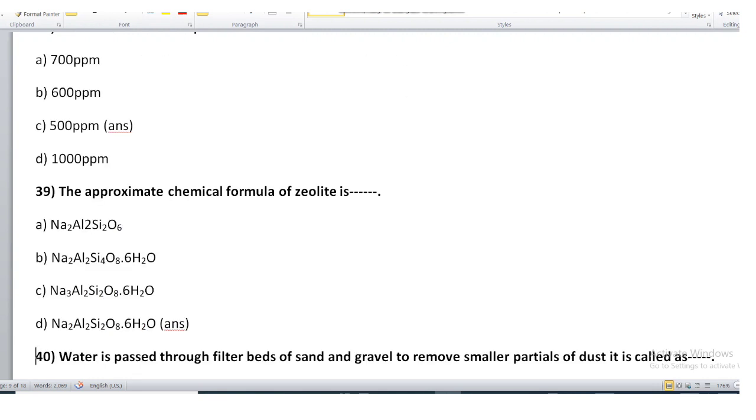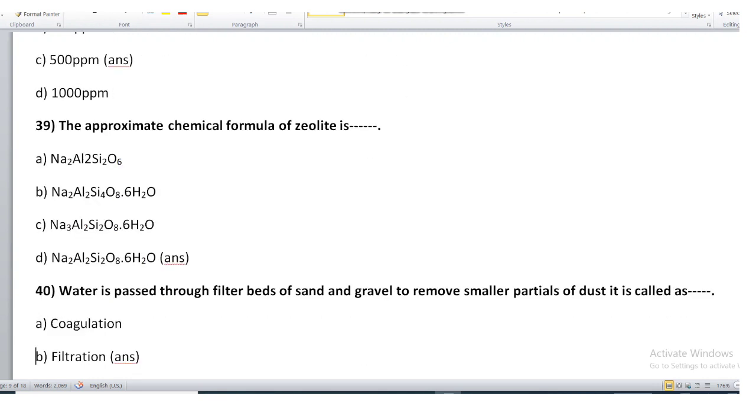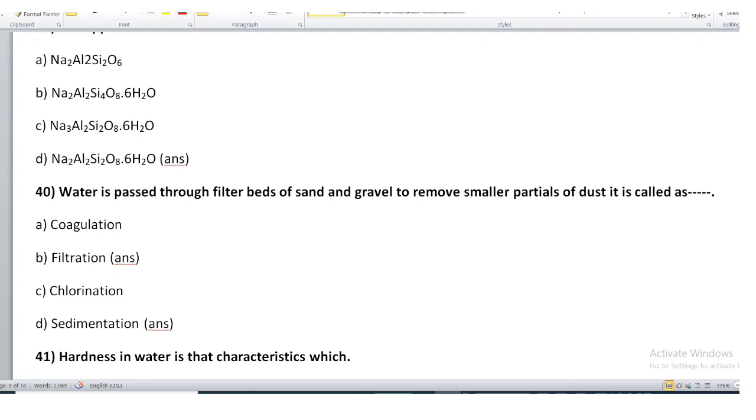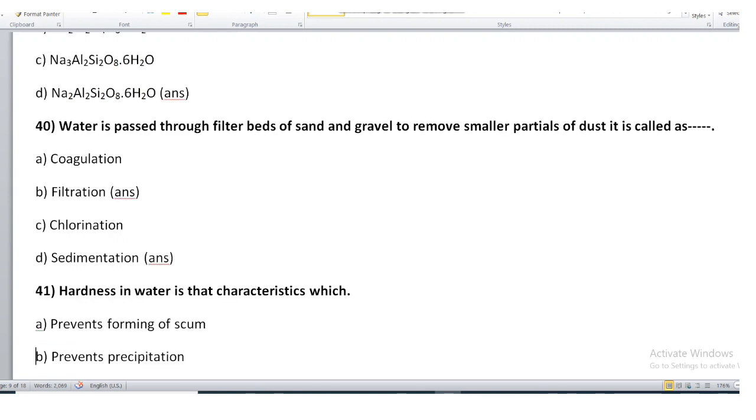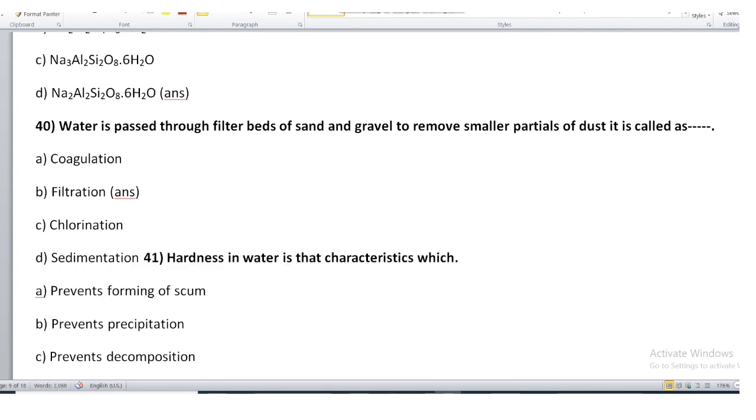The approximate chemical formula of zeolite is the last one, that is Na2Al2Si2O8·6H2O. It is the formula of permutit or zeolite. Water is passed through filter beds of sand and gravel to remove smaller particles of dust. It is called sedimentation. Sorry, this is called filtration, not sedimentation. This is the answer. It is called filtration.